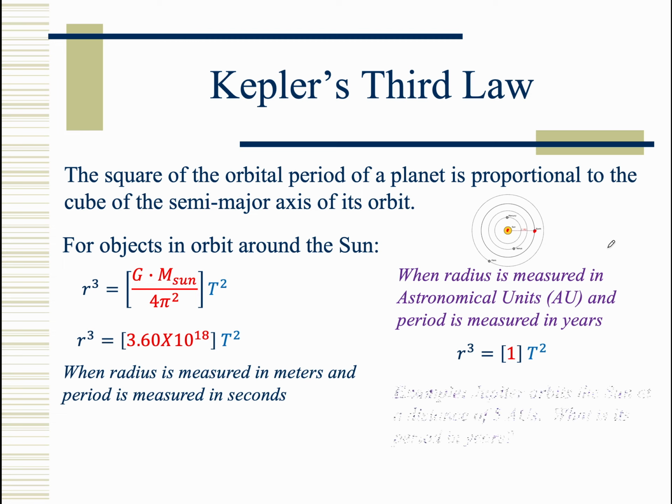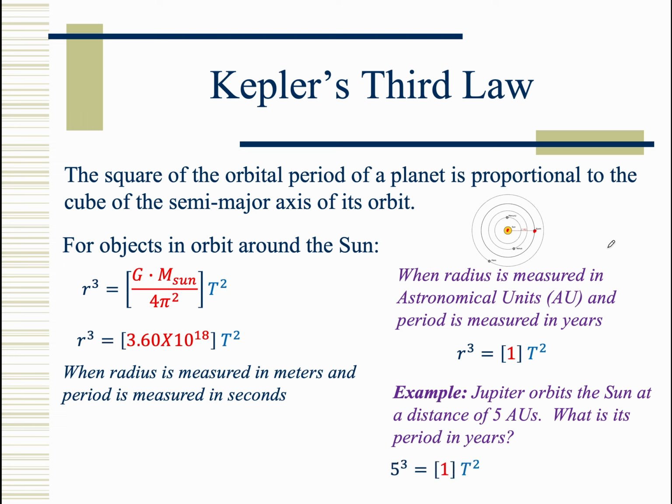So, for example, let me show you how you could solve that. Jupiter orbits the sun at a distance of 5 astronomical units. What's its period in years? Plug and chug. 5 in radius is 5 AUs. We're looking for the period. The constant's 1. And you'll discover that Jupiter orbits with a period of about 11.2 years. So nice.